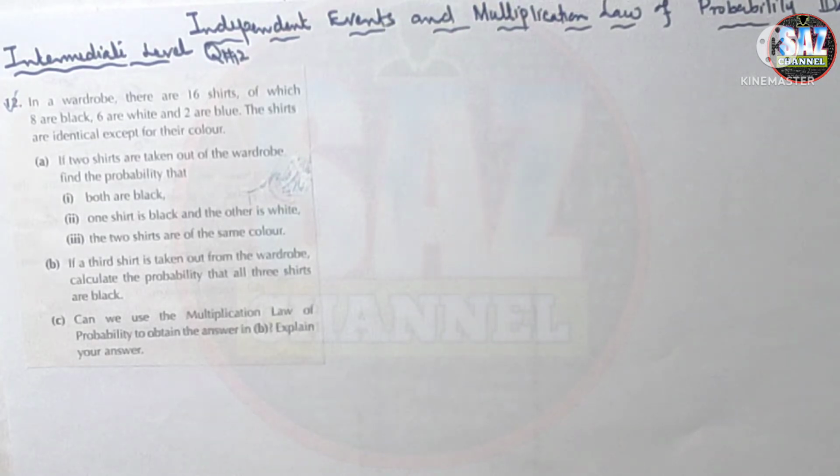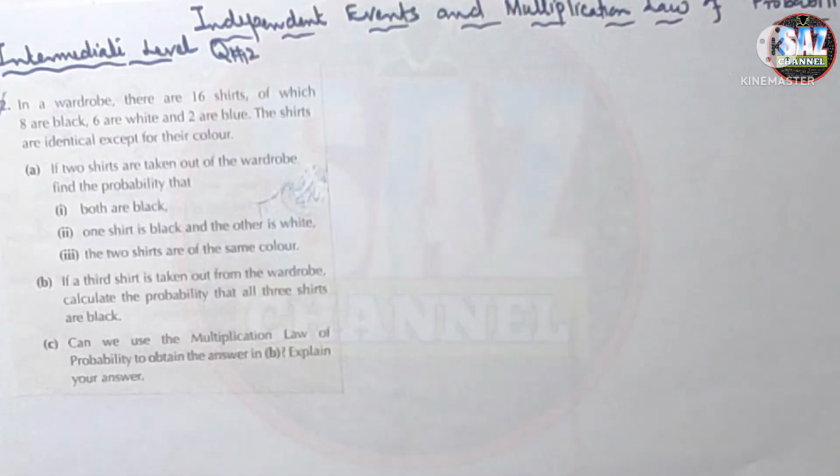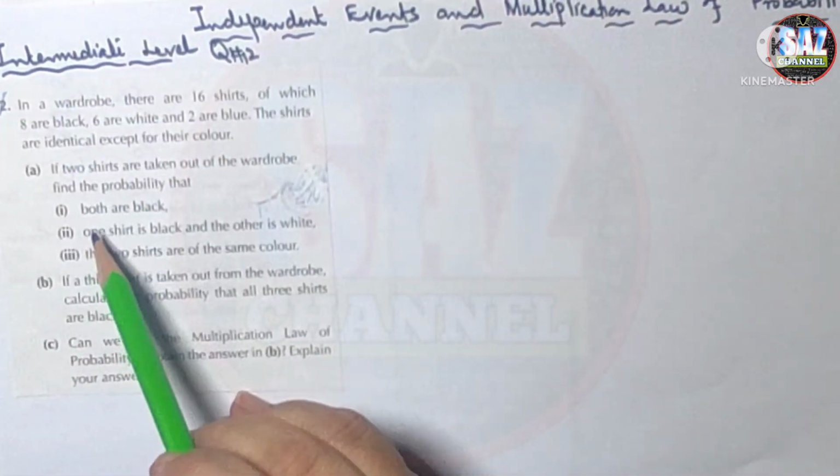This is my ninth lesson of D4, chapter number 3, exercise 3C, about the multiplication law of probability, independent events and conditional probability. In this class, students will be learning and discussing intermediate level question number 12, and let's first read and understand the question.